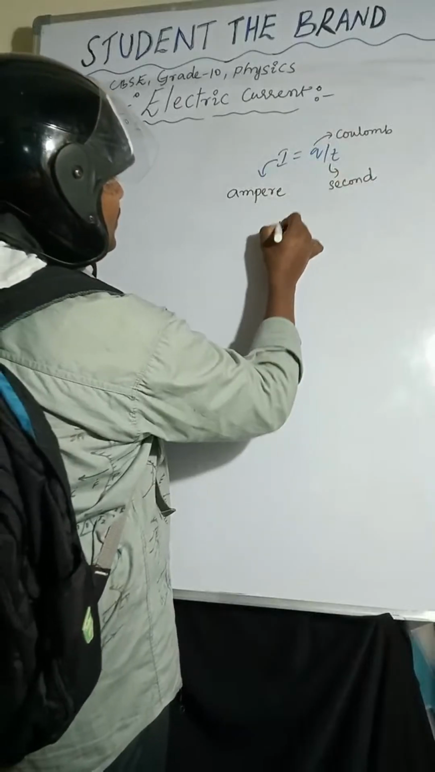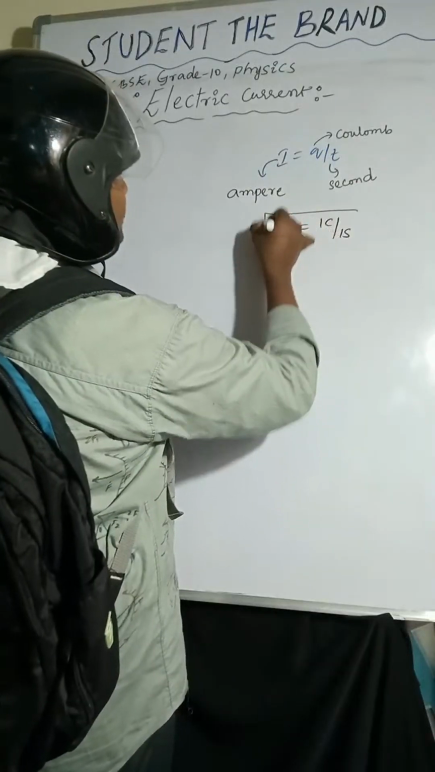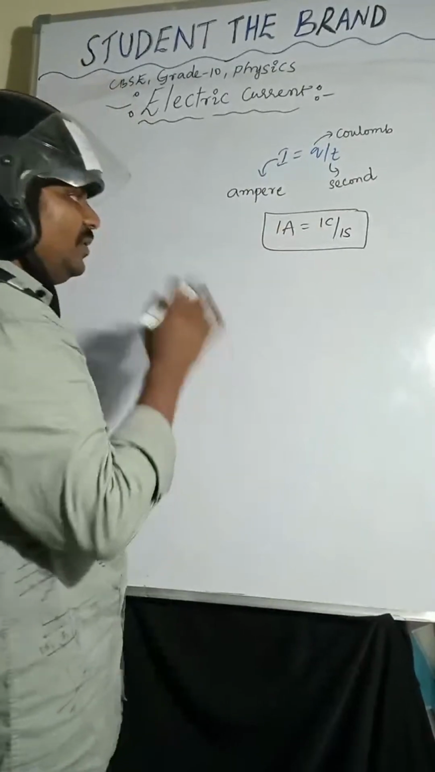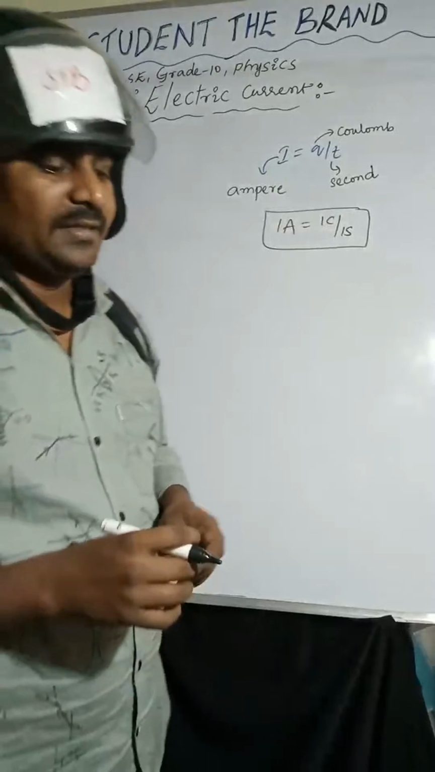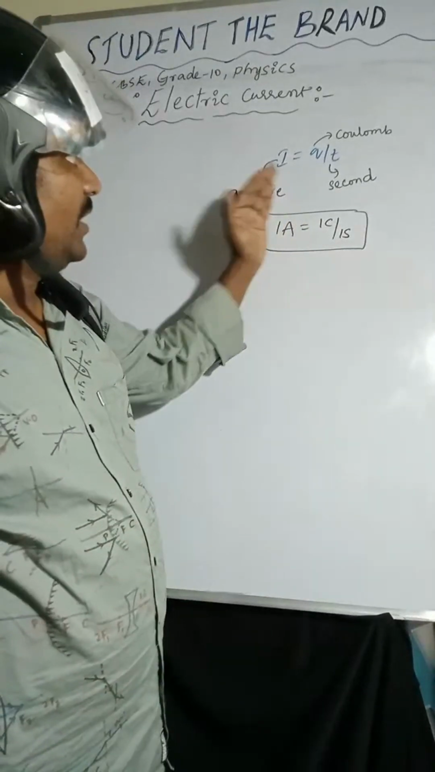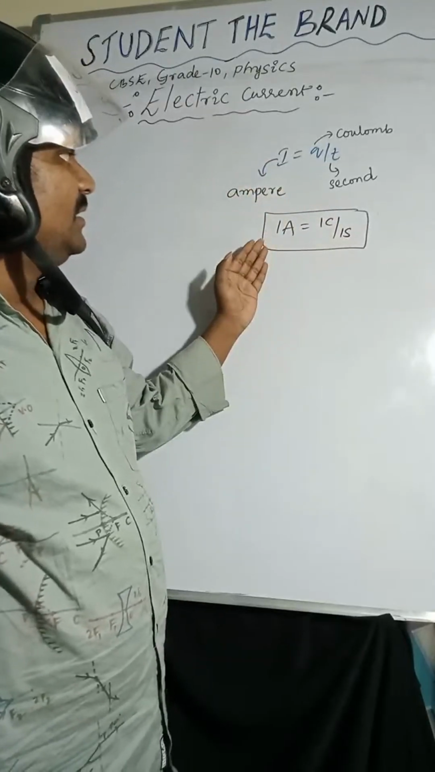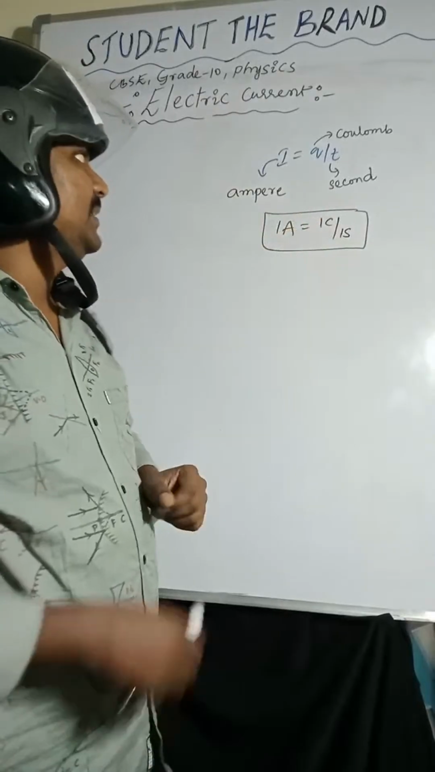SI unit of current is ampere, SI unit of charge is coulomb, SI unit of time is second. 1 ampere equal to 1 coulomb per 1 second. 1 ampere is defined as 1 coulomb of charge flowing through unit cross section area per second. That is 1 ampere equal to 1 coulomb per 1 second.